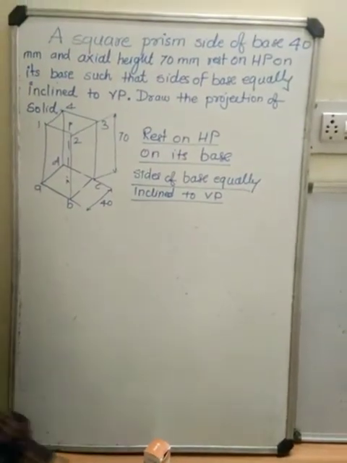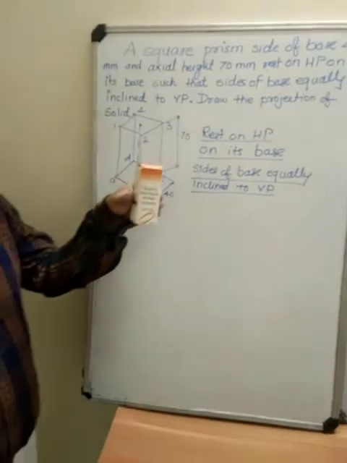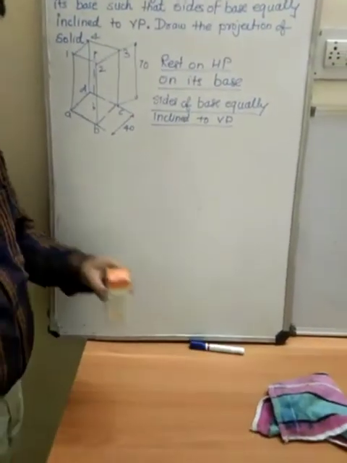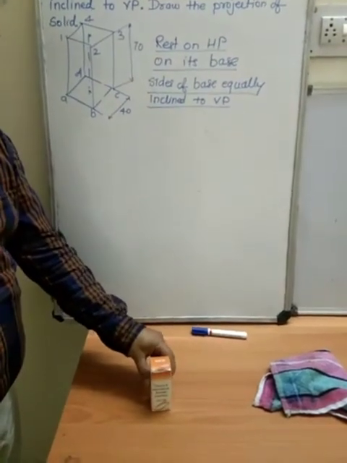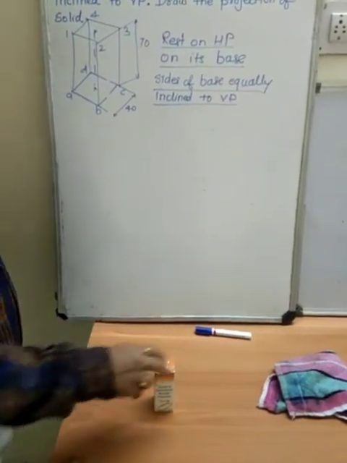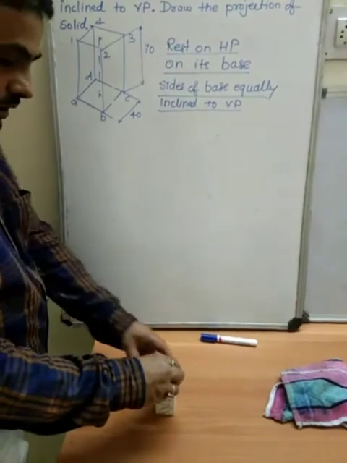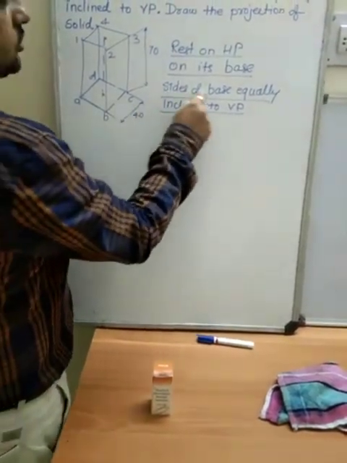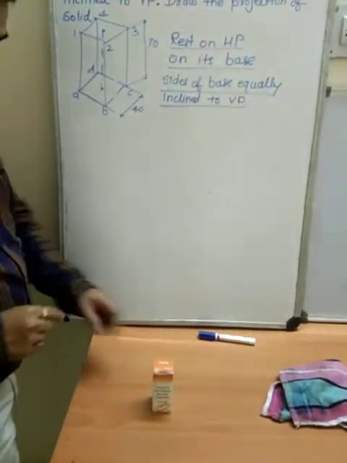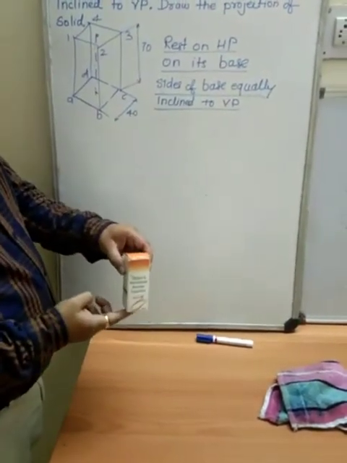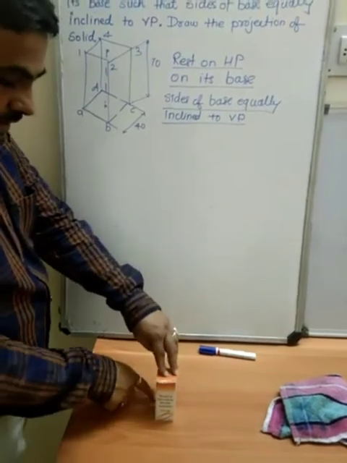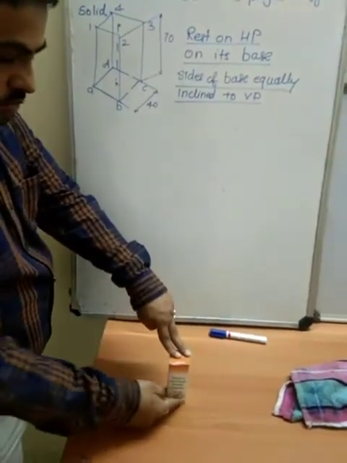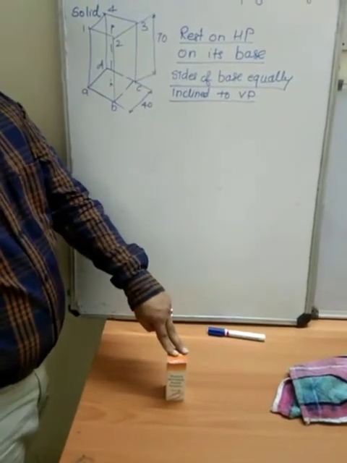Now we have to imagine the solid. Now this is the solid, square prism. This is VP, this is HP. Now it is resting on HP, on its base, so the base is on HP. Another condition is given to you: sides of base are equally inclined to VP. These are the sides of base. In this case, two sides are perpendicular to VP and two sides are parallel to VP.